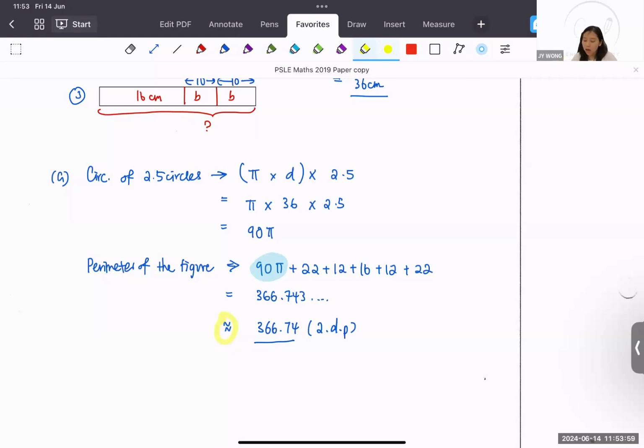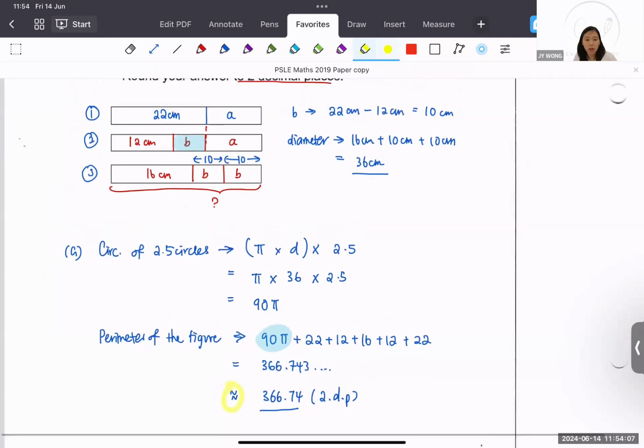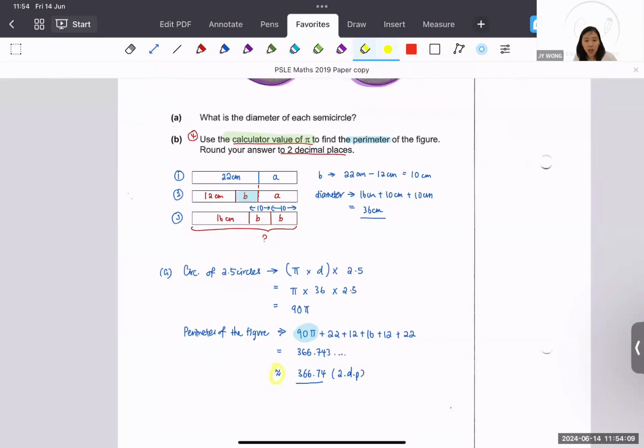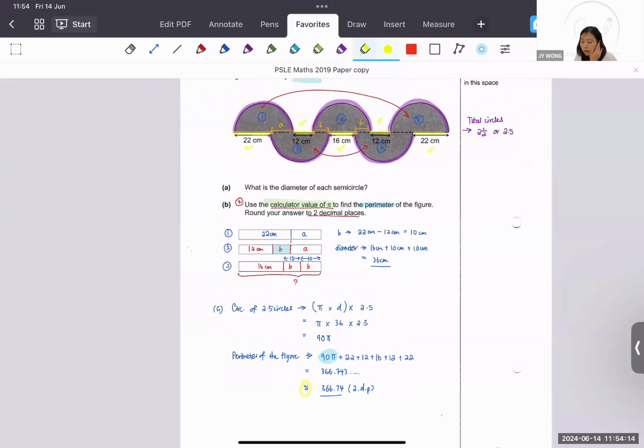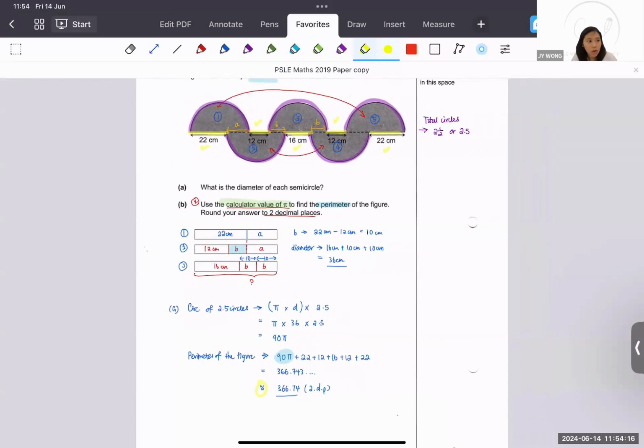Now, the last one. In that year, the toughest 2 questions were actually this and the number patterns question. Later, I'll tell you why, but these are the only 2 questions that I think are very challenging for most students that year. These are the 2. So can I go on now? Okay, I move on.